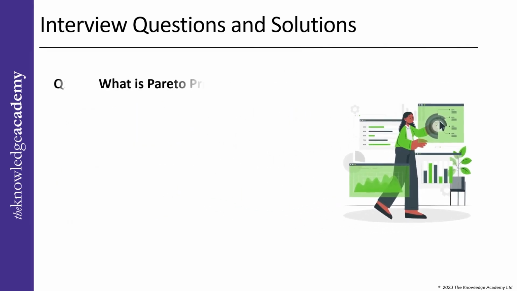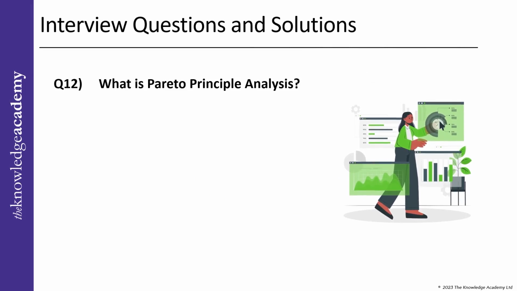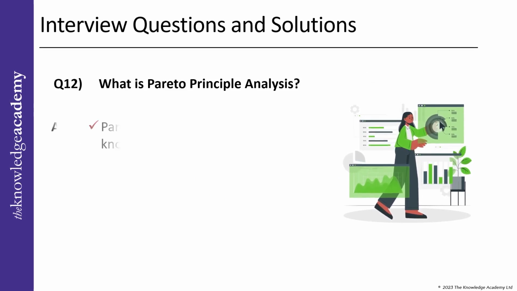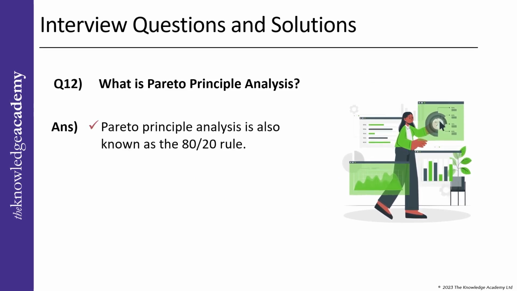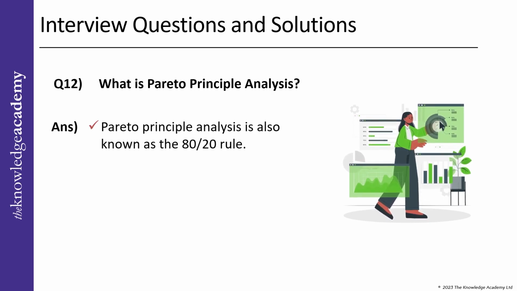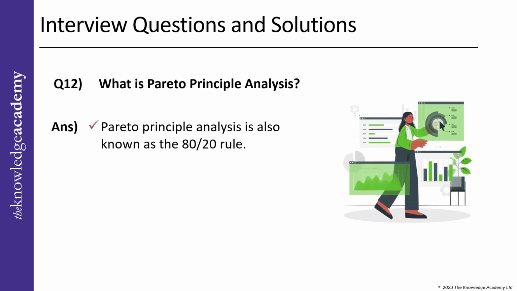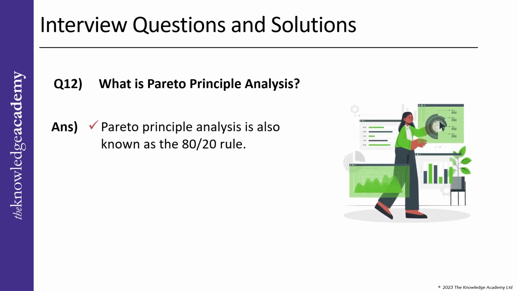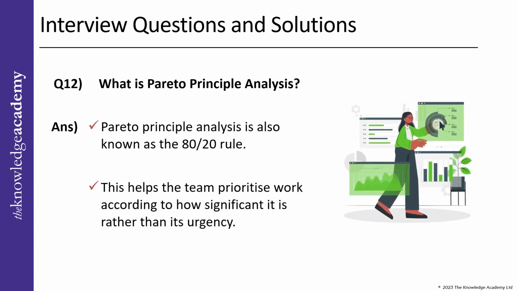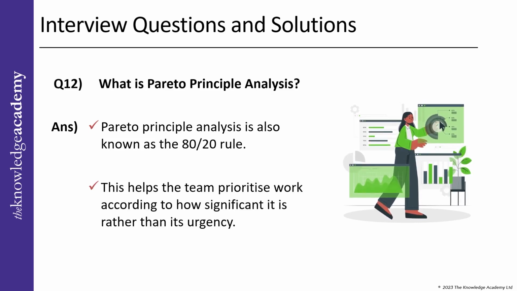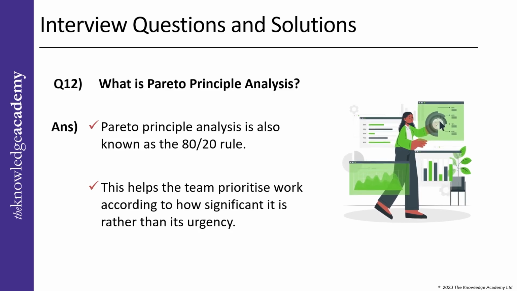Next question. What is Pareto principle analysis? Answer. Pareto principle analysis is also known as the 80-20 rule. It states that 80% of the outcomes or results spring from 20% of your actions and activities. This helps the team prioritize work according to how significant it is rather than its urgency.